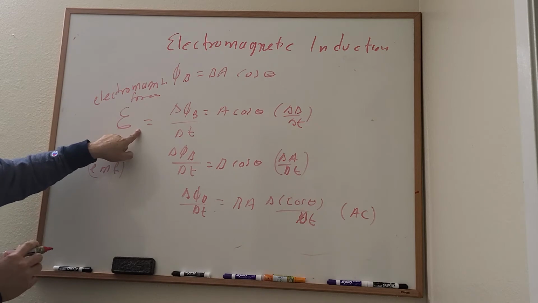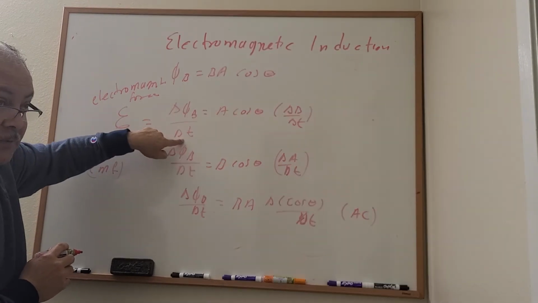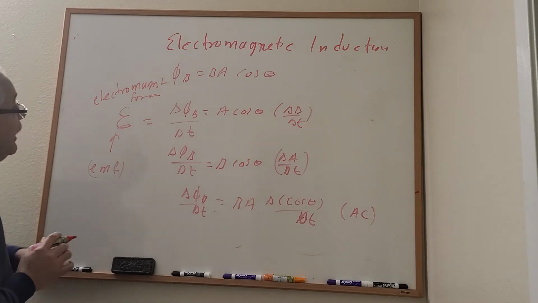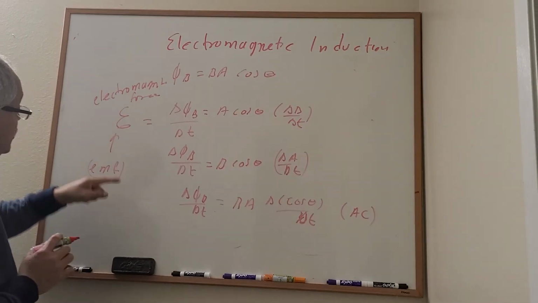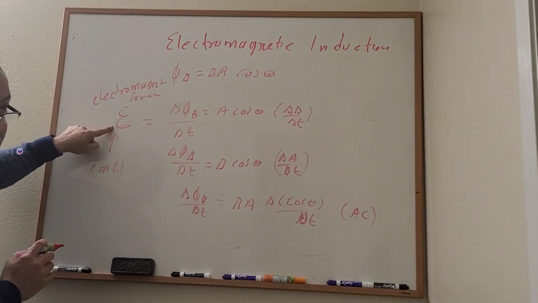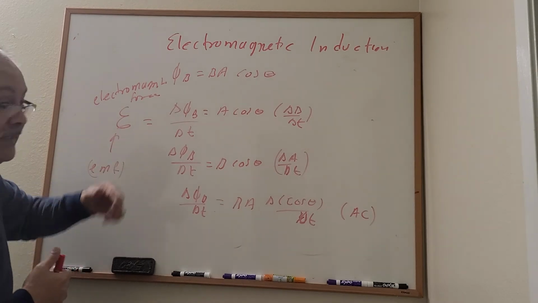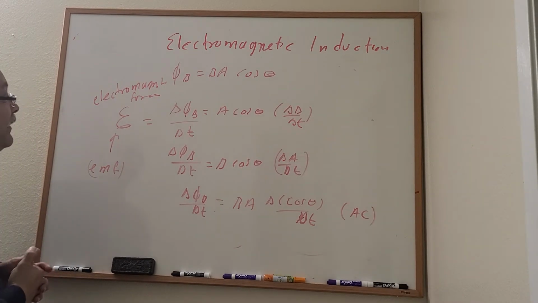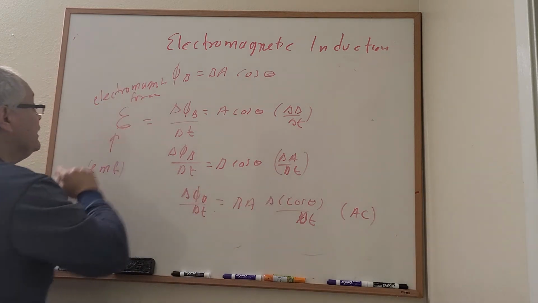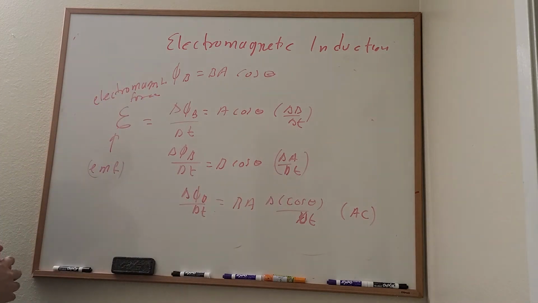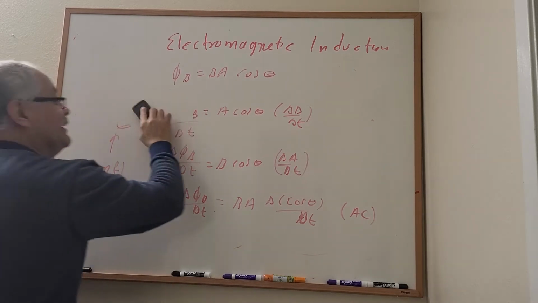So electromagnetic force is defined as the change in the magnetic flux with respect to time, and it's found that the units are just voltage. So this is actually the voltage produced when we change the magnetic flux in time. Perfect. Now let's see what happens when we change the area. We try to find this electromagnetic force when the area is changing. Okay, let's do it.